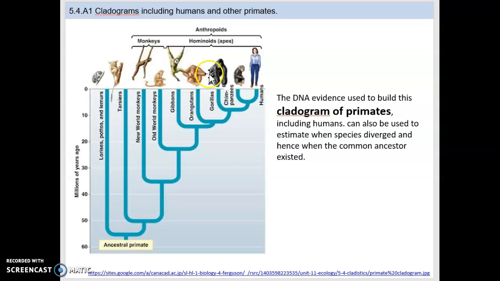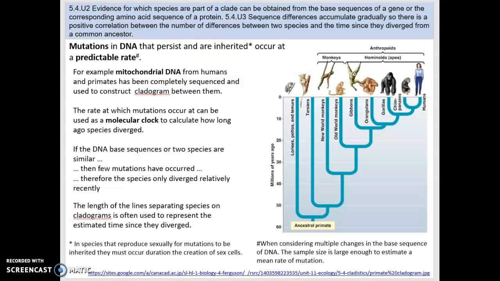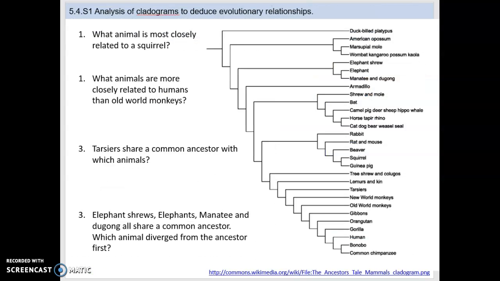So it gives us an idea of what our common ancestors were and how long we've been diverging. It all comes from mutations in DNA that persist and are inherited at a heritable rate, so it's kind of like a molecular clock. If we've got a very similar base sequence, then they haven't diverged for very long. If you've got a huge difference between the base sequences, then they diverged ages ago. So it gives us an idea of how long ago they diverged, and which species are closely related to each other.